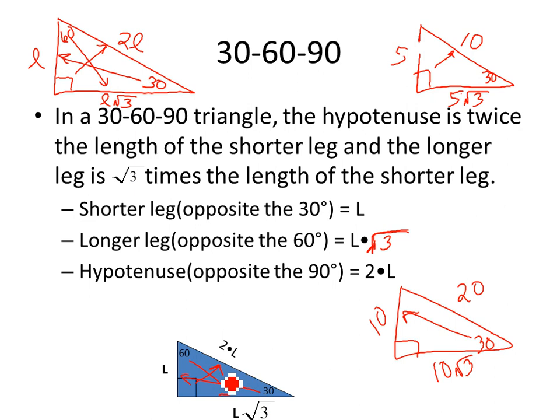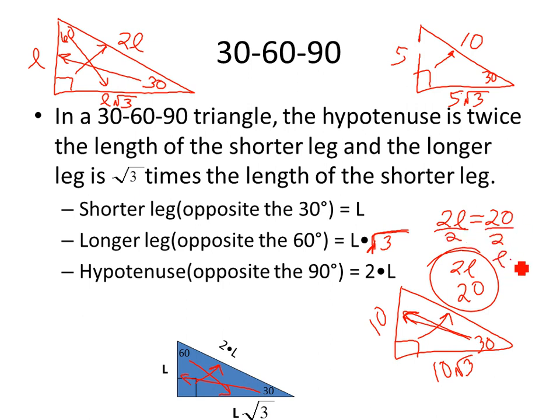And then once you know, so like on this one, we knew that this side over here was the 2L, well then 2L had to equal 20, right? Divide by 2, and L equaled 10, and then wherever you see an L, you stick in 10. So those are two special kind of triangles, 45, 45, 90 and 30, 60, 90.